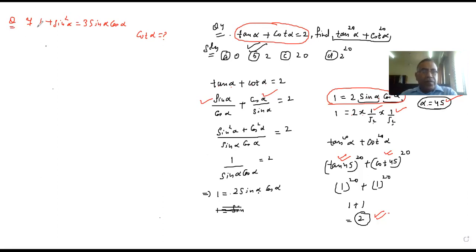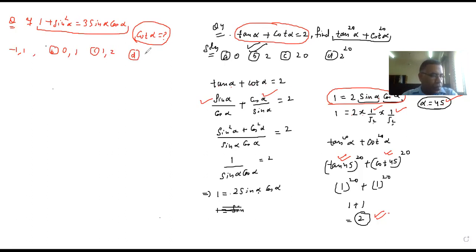So that means 1 plus sine square alpha is equal to 3 sine alpha cos alpha is given. I want to find out cot alpha. The options are minus 1 and 1, 0 and 1, 1 and 2, minus 1 and minus 1. These are the options.